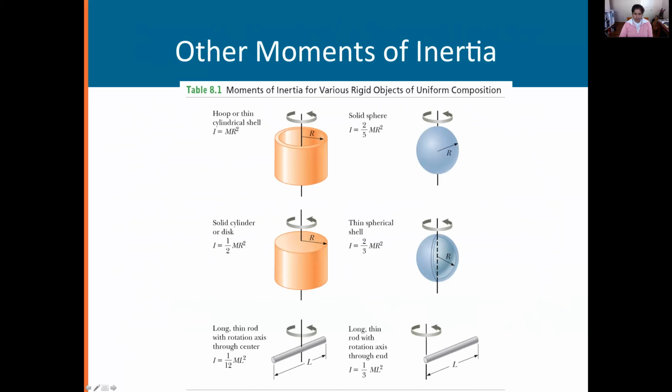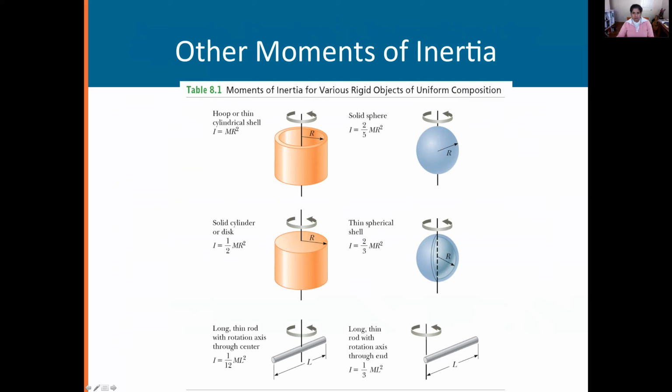You also need to know the value for a rod when the axis is through the center, which is 1/12 ml squared, where L is the entire length. And the rod with the axis shifted to one end: now some mass is much further away, so we expect this to be larger. And indeed it is. It's 1/3 ml squared, so 4 times this.